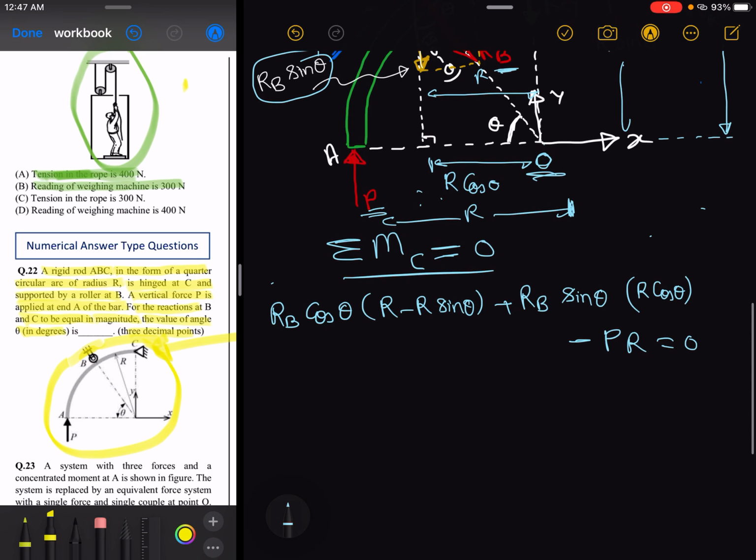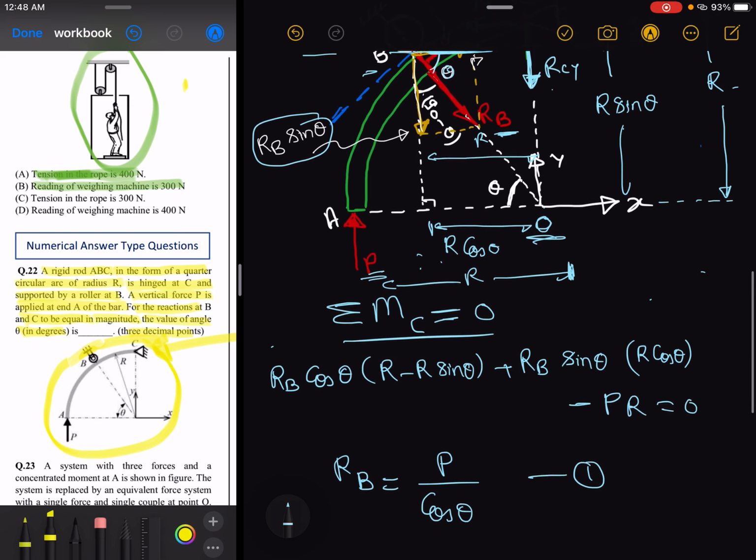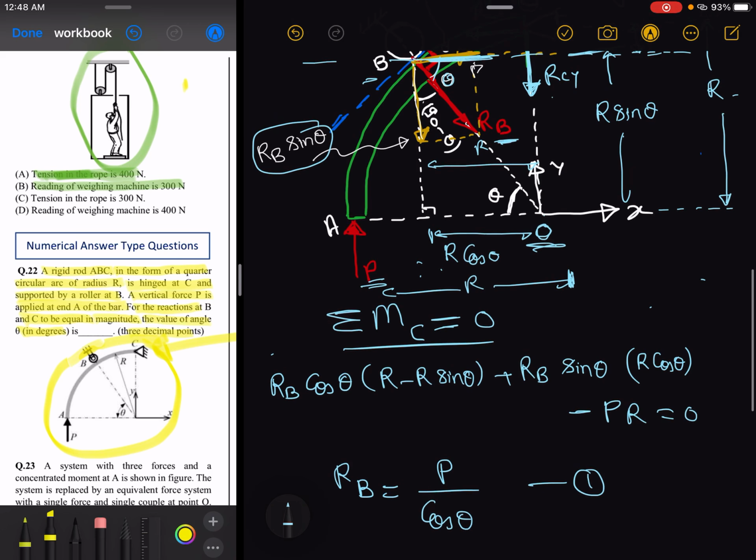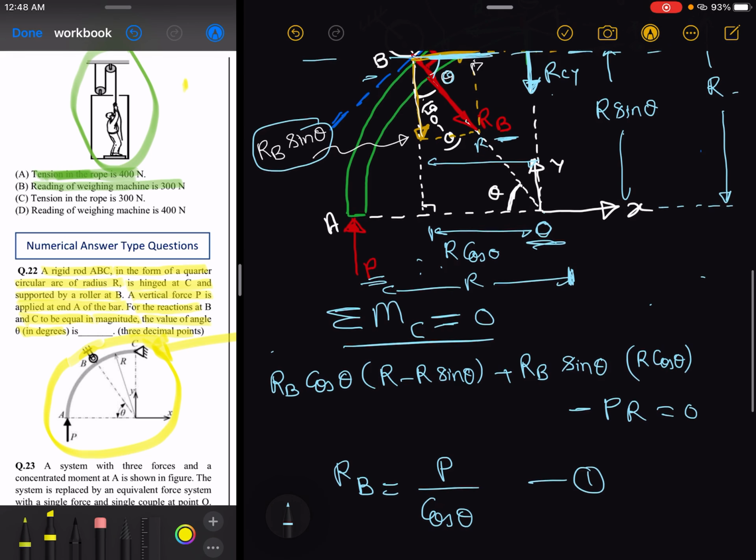Clear? So now what we are going to do is take out RB as a common factor and write it in terms of P. If you solve the above equation, you will get RB as P upon cos theta. This is equation number first which we are getting. So we have found RB.